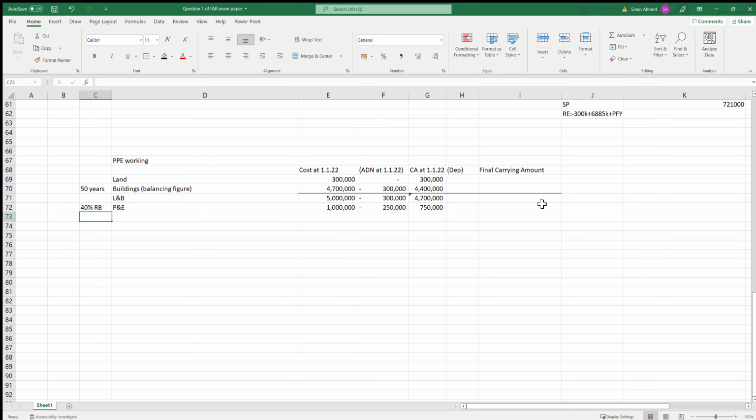Okay, now our depreciation charge, where's that going to go? As we said, that's going to hit our cost of sales. Okay, so depreciation here is going to be 4,700 divided by 50. That gives me 94k.